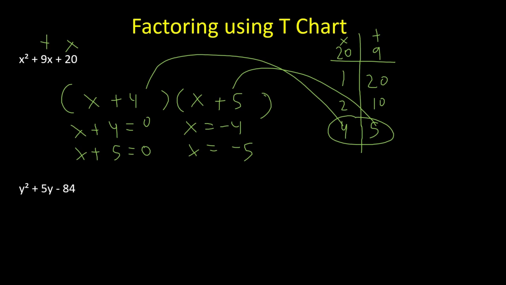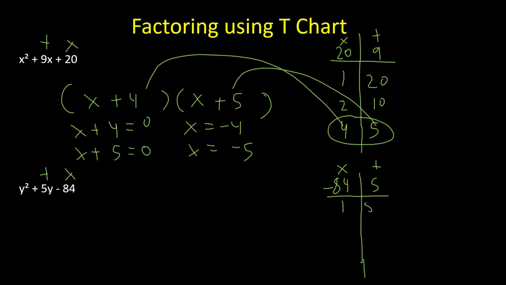For the second one, I'm going to do the same thing. So I know it has to multiply to negative 84. It has to add to positive 5. So from here, I'm going to do my t-chart. So we got 84, we got 5. So step 1, we find all the factors for 84.